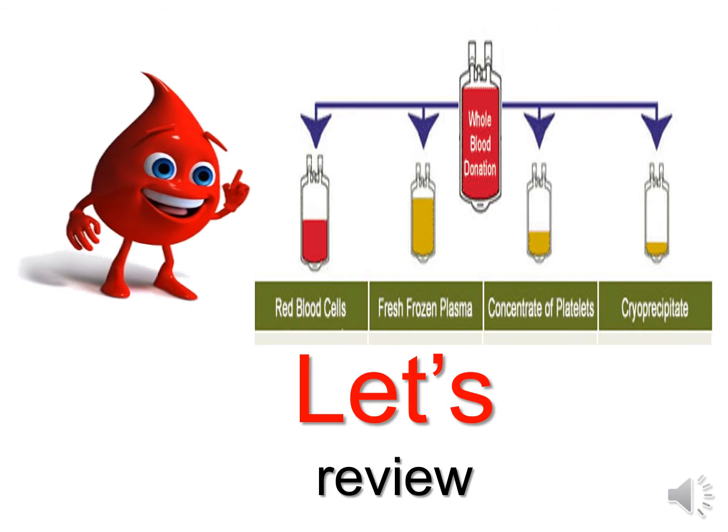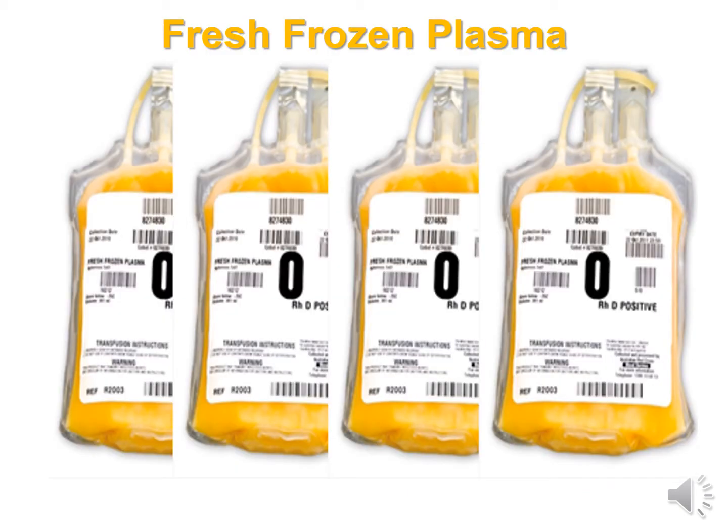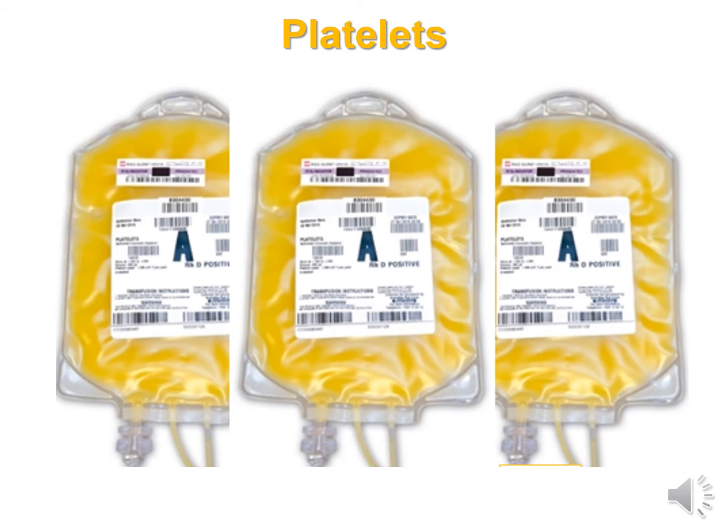So let's review. We have packed red blood cells. We have fresh frozen plasma. We have cryoprecipitate. We have platelets. Whole blood typically isn't available unless in an emergency situation.